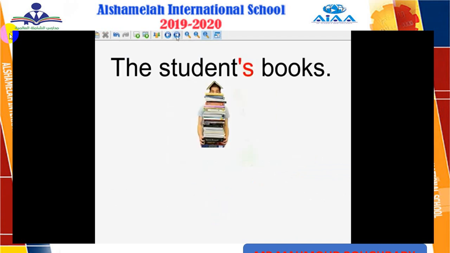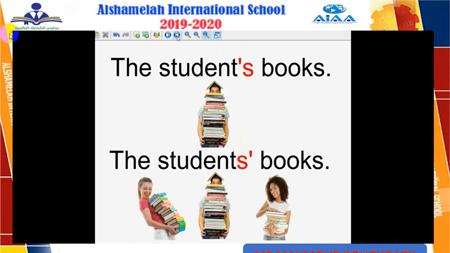Now, that's what we've done so far. The student's books. There's one student and there are some books that belong to him, so we use apostrophe S. But what if there are many students? Here we've got students plural. 1, 2, 3 students. Here, we don't use apostrophe S, we change the apostrophe to after the S. So when it's plural, when there are many students, we use S apostrophe.